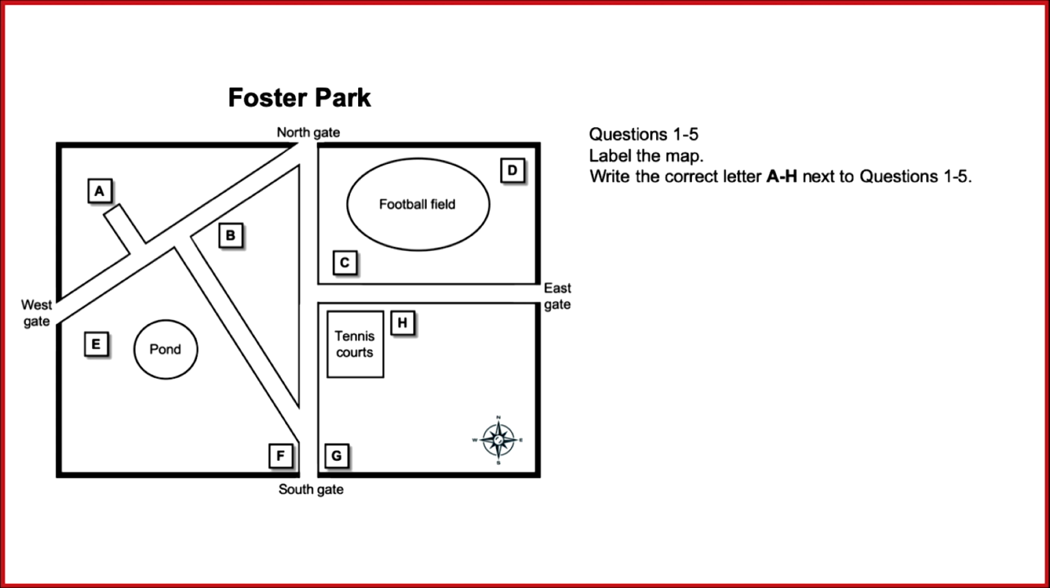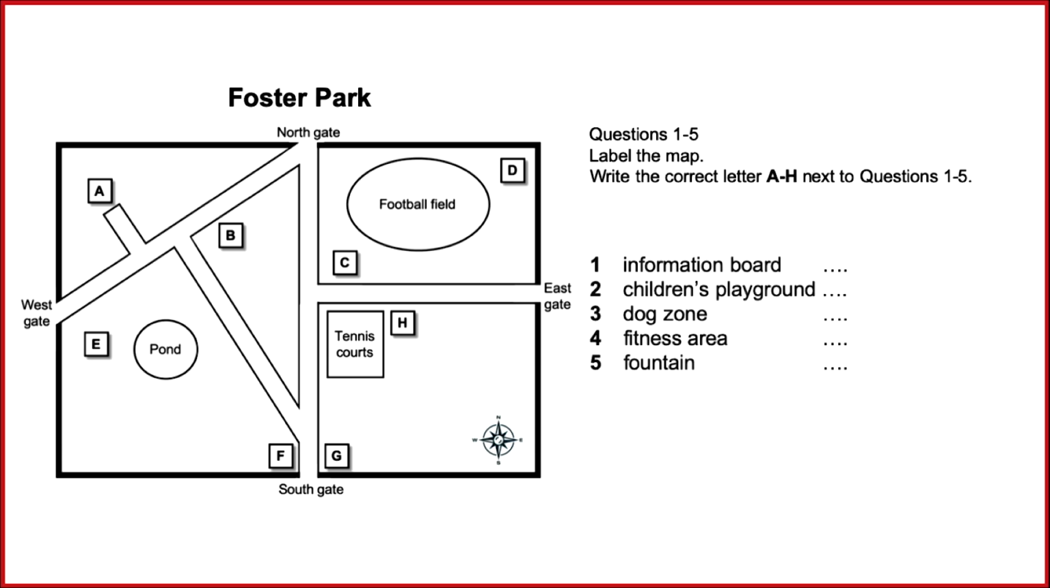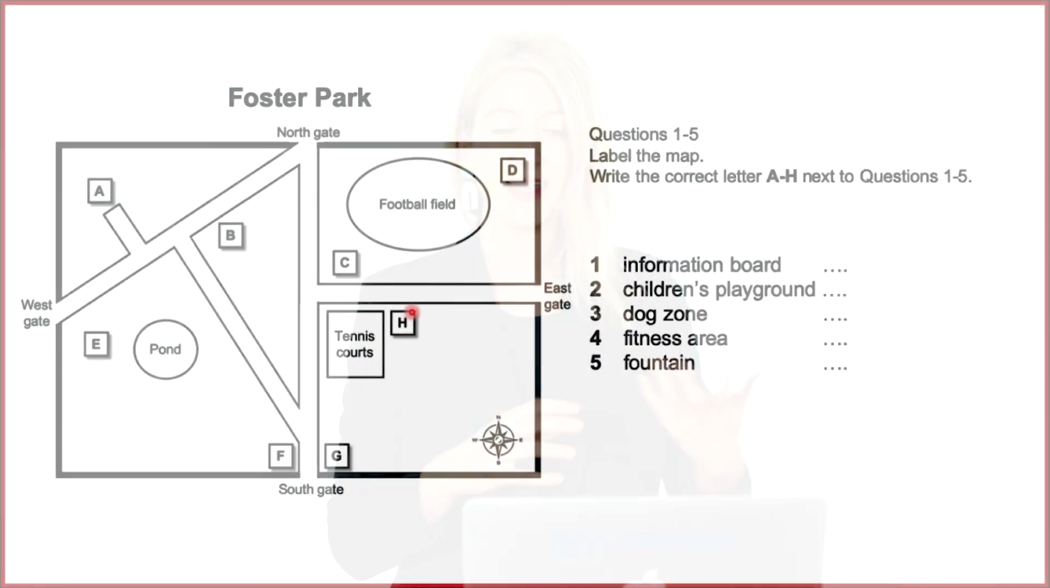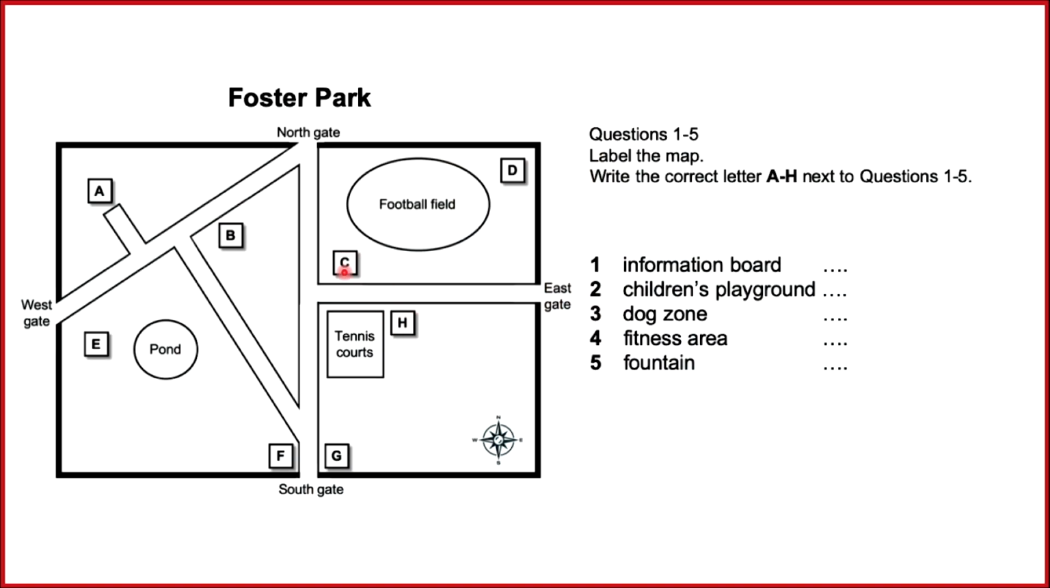If you're doing the test on paper-delivered IELTS, your instructions will look something like this. Questions 1 to 5, label the map, write the correct letter A to H next to questions 1 to 5. And here are questions 1 to 5. Now, question number 1 is information board. So essentially, you're being asked, where is the information board? Is it here, H? Is it here, C, B? You just have to choose the right letter.